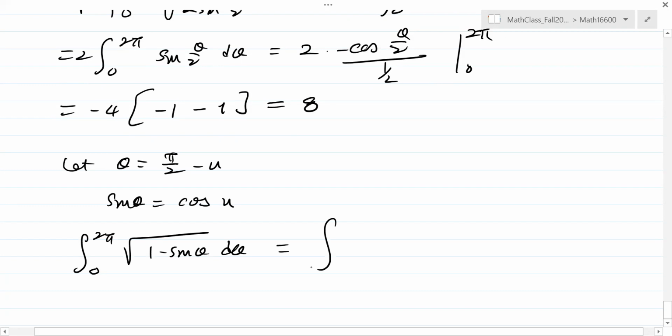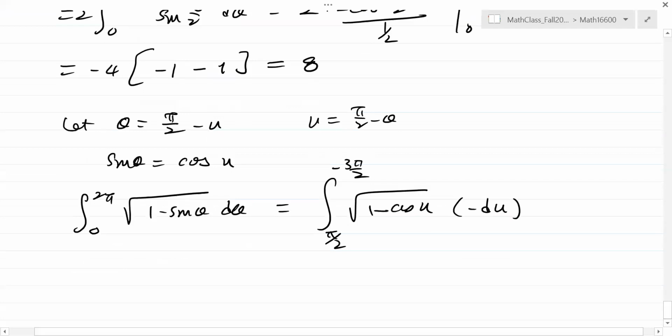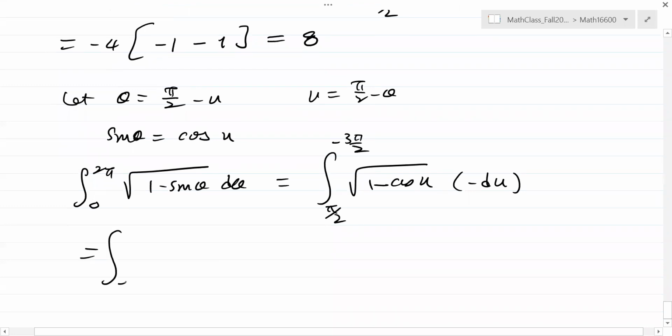if you change to u, then this will be negative d u, right? It's 1 minus cosine u, but the interval will change. u is going to be pi over 2 minus theta. So when theta is 0, it's pi over 2. When theta is 2 pi, this is negative 3 pi over 2. But it's okay, you get the same result. So you can change it to negative 3 pi over 2 to pi over 2 of 1 minus cosine u du. This is a trick.